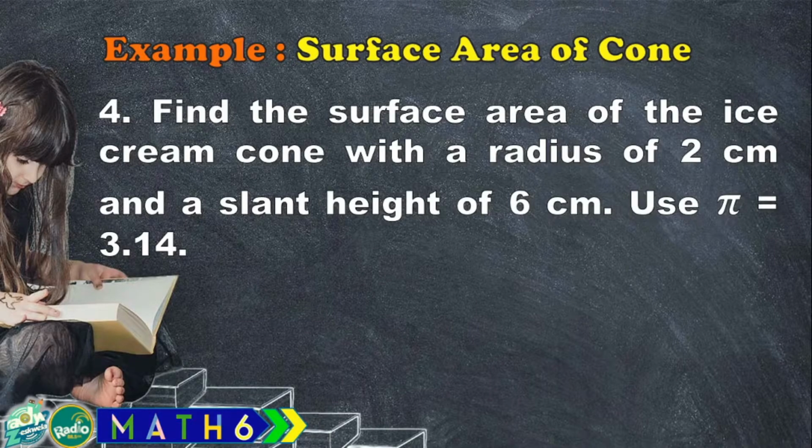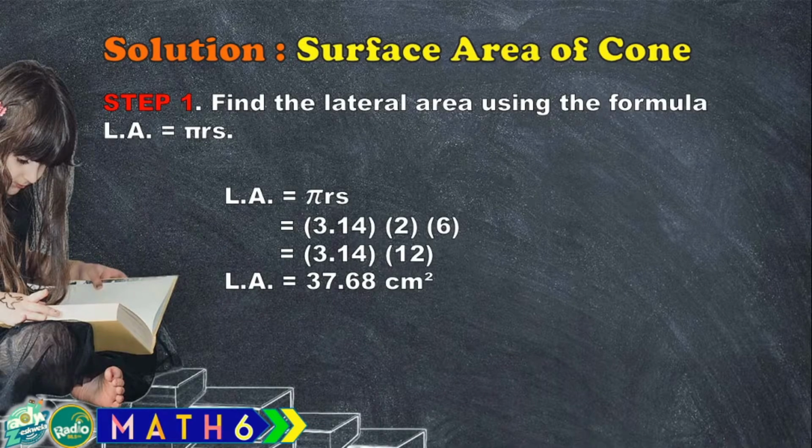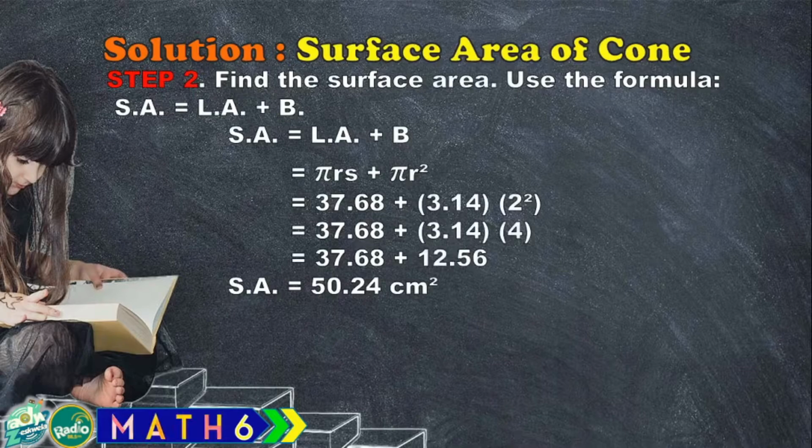of 2 cm and a slant height of 6 cm. Use pi, which is 3.14. For step 1, you are going to find the lateral area by using the formula lateral area equals pi rs. Now we have lateral area equals 3.14, which is the value of pi, times 2, which is our radius, and 6, which is the slant height. Now we have 2 times 6, we have 12. So we multiply 3.14 by 12, then we get the lateral area of 37.68 centimeters squared.